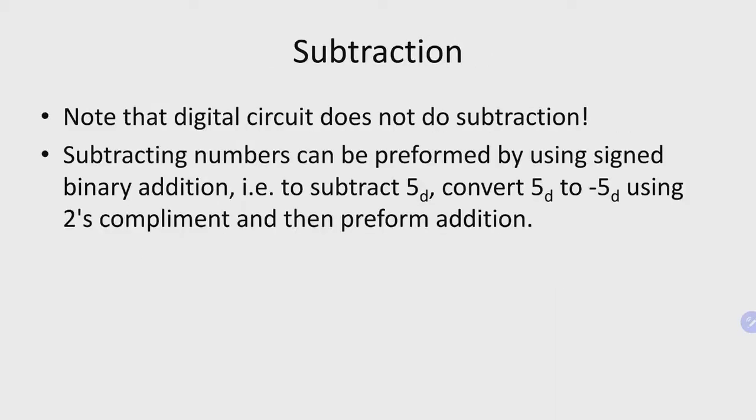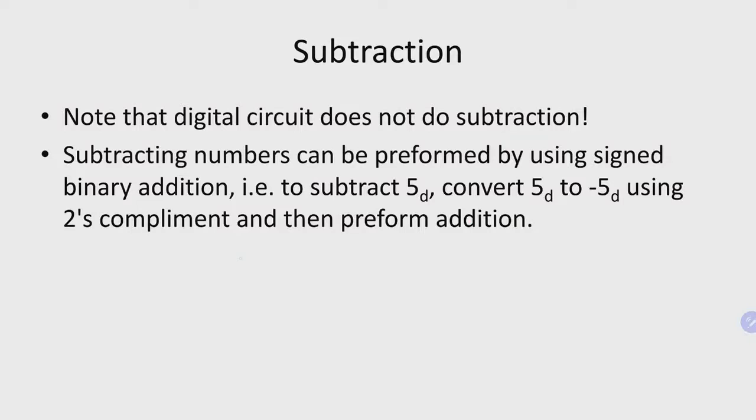Okay, subtraction. In our digital circuits, we actually can't do subtraction. A digital circuit can only do addition. But in order to achieve subtraction, what we do is we use a signed binary number, that's what we talked about just now, the two's complement. So for example, if you want to subtract 5, you have to convert 5 to -5, then do additions.